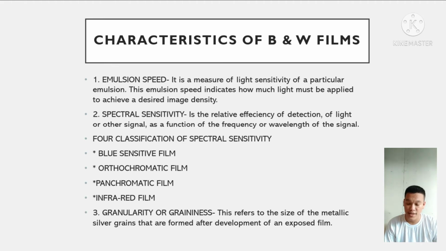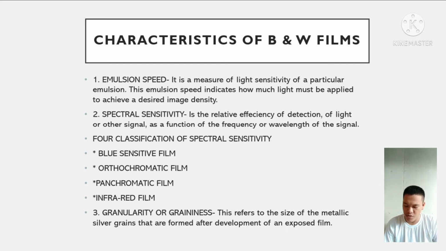So let's proceed to the next one. Granularity or graininess refers to the size of metallic silver grains that are formed after development of an exposed film. Generally, the size of metallic silver grains depends on the emulsion speed of the film and the type of developing solution used in processing the roll.